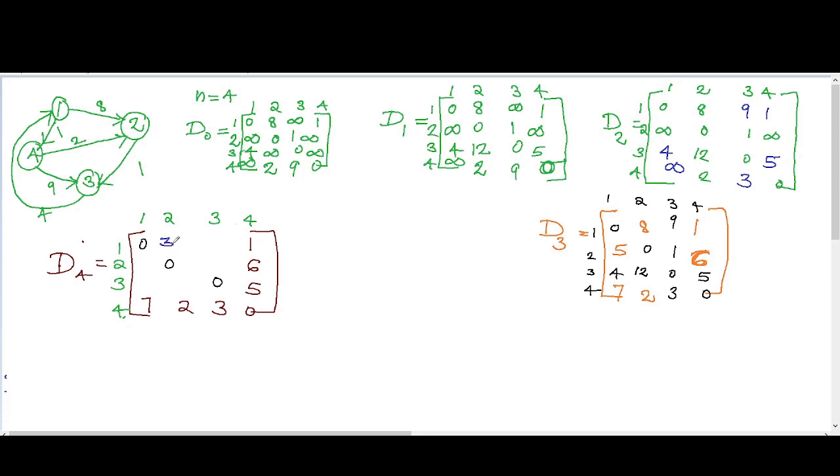Here 0, 3, here 4, 1, then in the next position you will have 5, 0, 1, 6, and in the third row you will have 4, 7, 0, 5, and in the last row 7, 2, 3, 0. So this is our final matrix, and this matrix represents the shortest path distance between every pair of vertices.